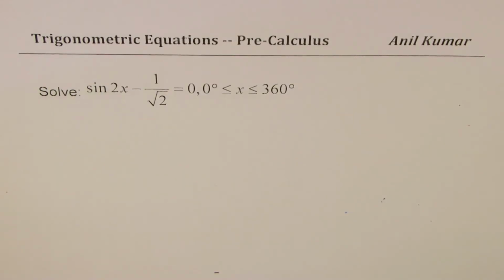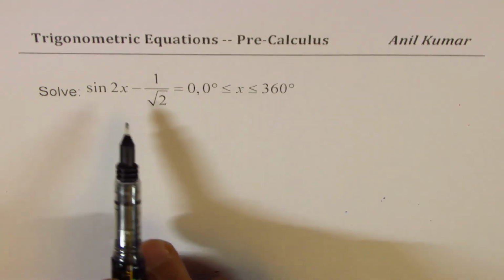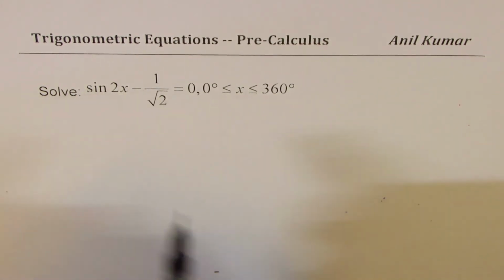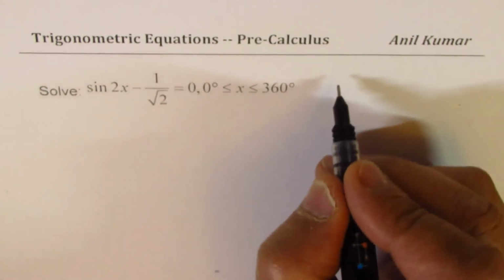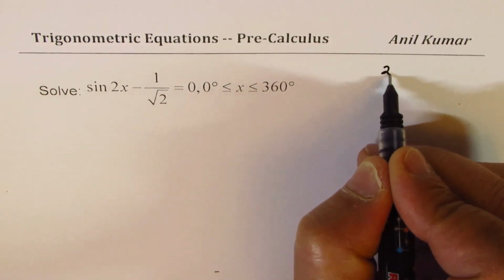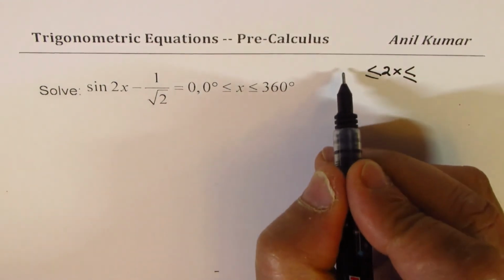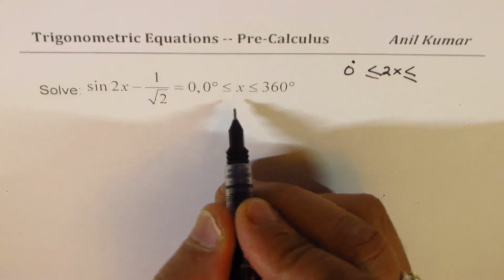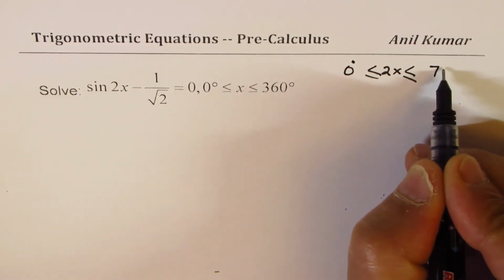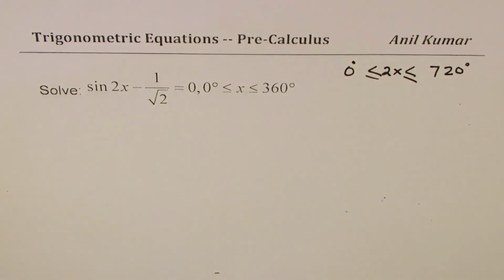Now the equation to be solved is sine 2x minus 1 over square root 2 equals 0, where x is between 0 to 360 degrees. Now since we have sine 2x, we should actually change the domain. We are given x between 0 to 360 degrees. How about 2x? To get that, we have to multiply both by 2, right? So it's like working with inequalities. So 2x should be between 0 to 720 degrees. So that is important to begin with.